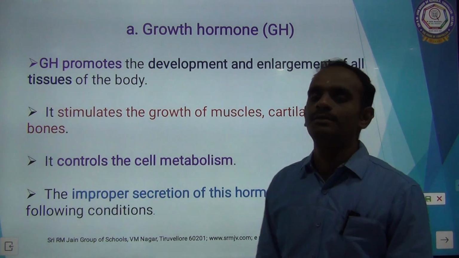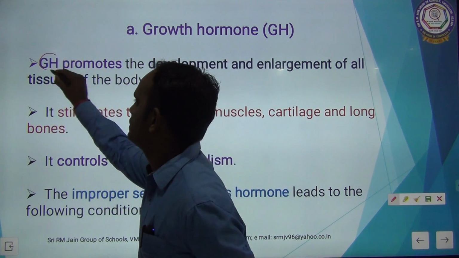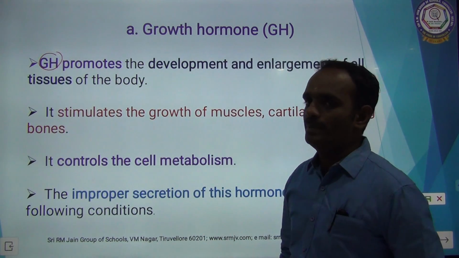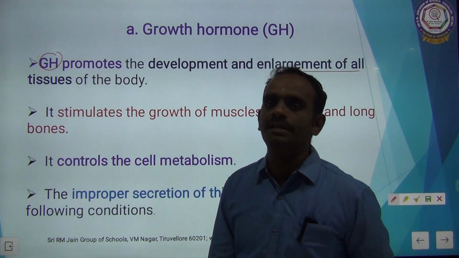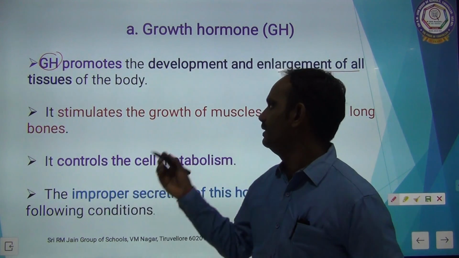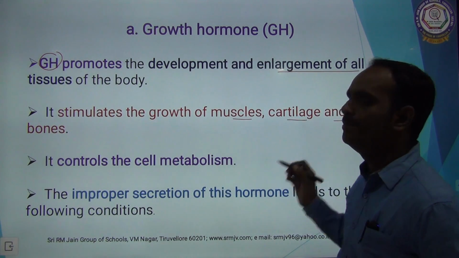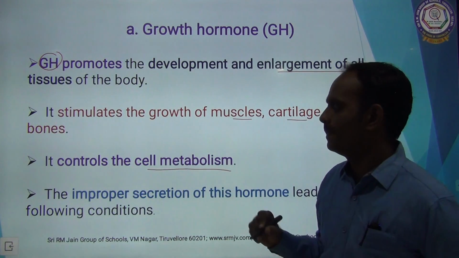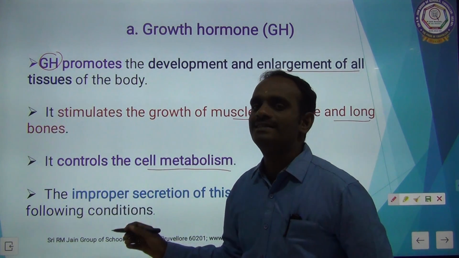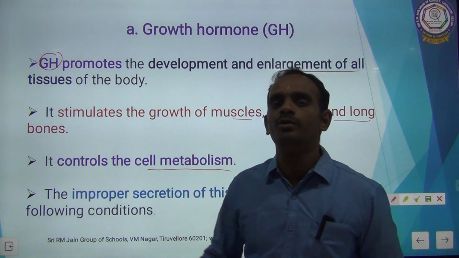The first one is growth hormone. Growth hormone, GH, promotes the development and enlargement of all tissues of the body. It stimulates the growth of muscles, cartilages and long bones. It controls cell metabolism. The improper secretion of growth hormone leads to the following conditions.